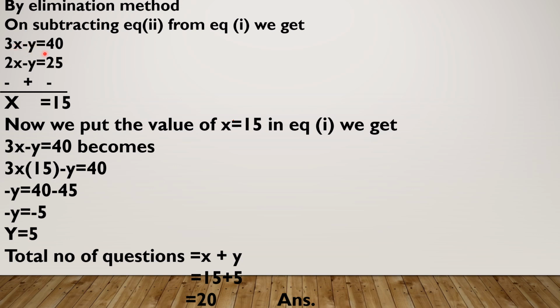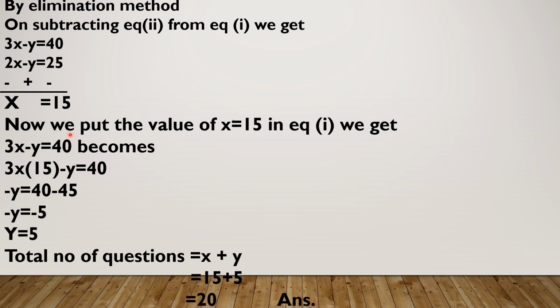We arrange these equations in horizontal form, and during subtraction the signs will be changed. So 25, which is of positive sign, becomes negative. Y, which is of negative sign, becomes positive, and 2x, which is of positive sign, becomes negative. So now on solving, we get the value of x equals 15. After solving the above system of equations, we get x equals 15.